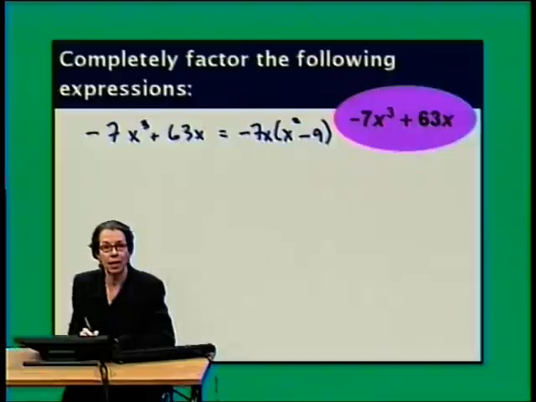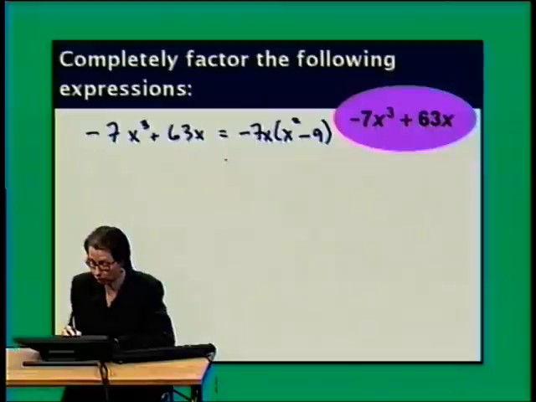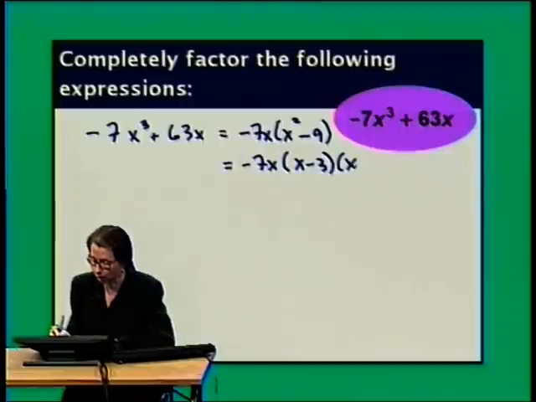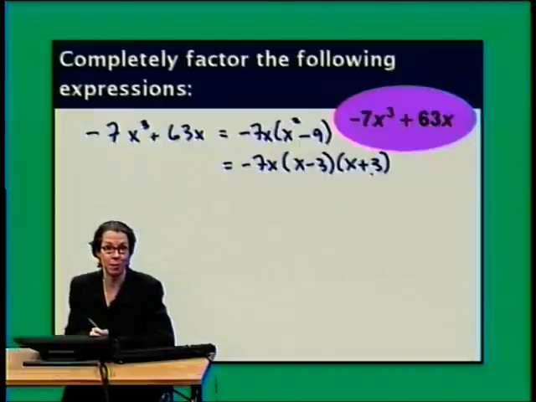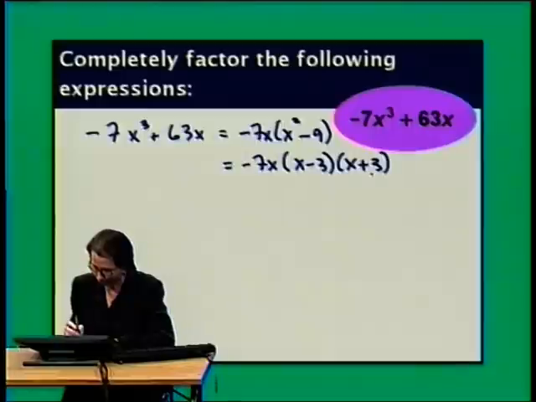By factoring out that negative 7, I see I'm left with a binomial factor, which is the difference of perfect squares. And that factors into the conjugates x minus 3 times x plus 3. I've performed this factorization, and it's very easy to check factoring. I'm just going to multiply things out and make sure I get what I started with.